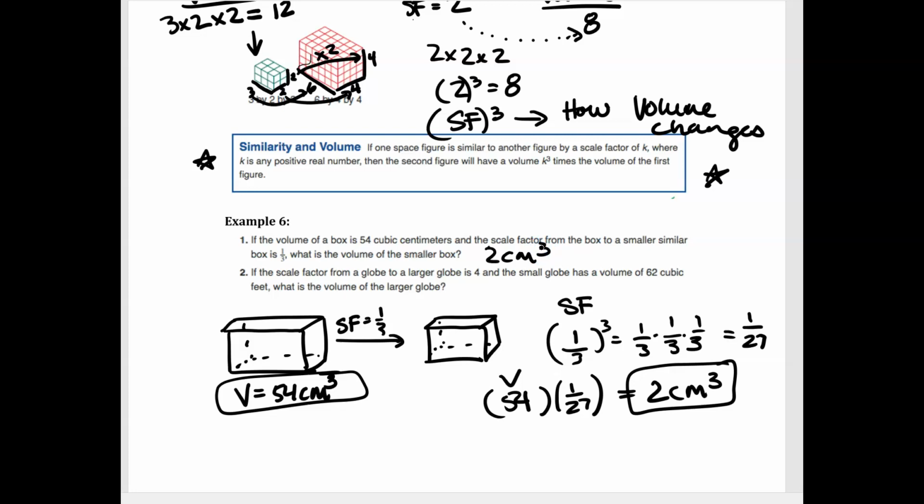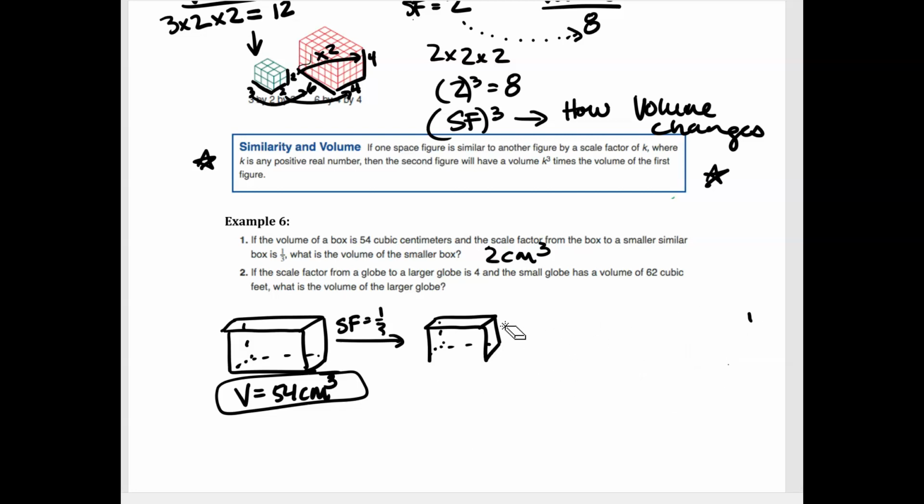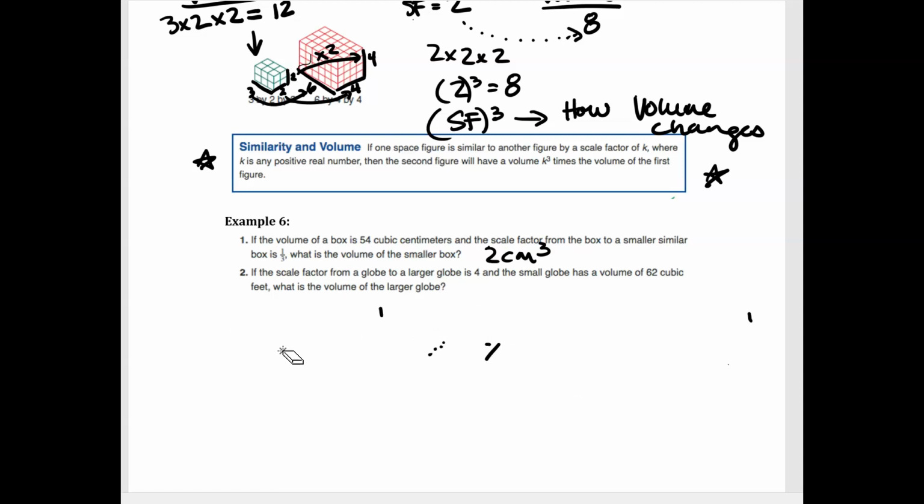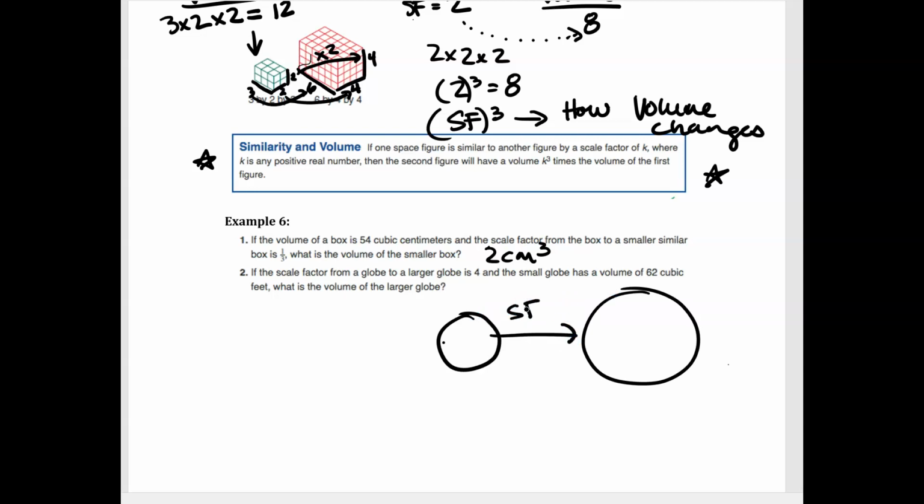For number 2, we've got a globe. Let me just erase this. So we've got a globe, and it's being enlarged. The scale factor going from one to the other is 4, so this is 4 times as big, and the small globe has a volume of 62 cubic feet. This is a three-dimensional sphere here. We want to know what is the volume of the bigger one.